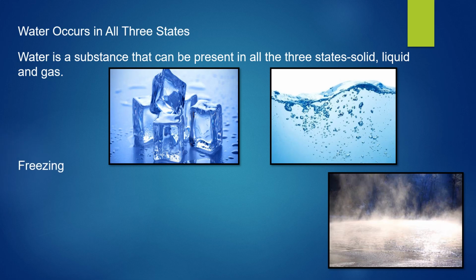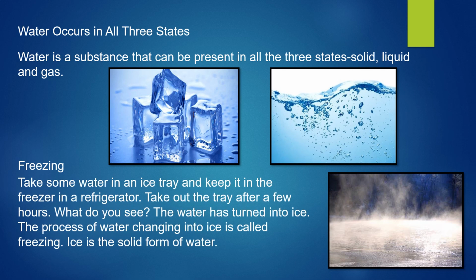So how does it happen? Let's learn about freezing. Freezing means becoming solid. Take some water in an ice tray and keep it in the freezer in a refrigerator. Take out the tray after a few hours. What do you see? The water has turned into ice. The process of water changing into ice is called freezing. Ice is the solid form of water.